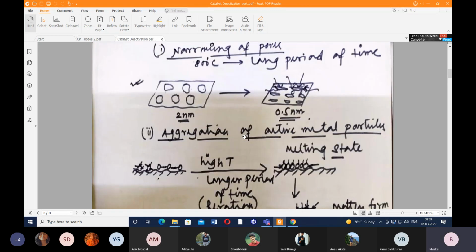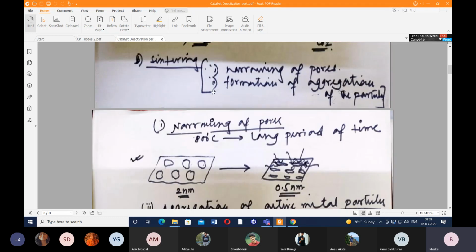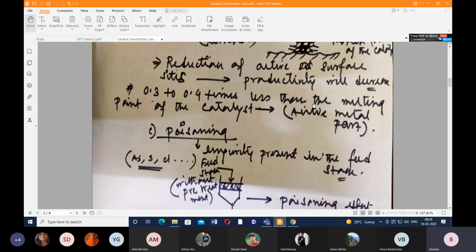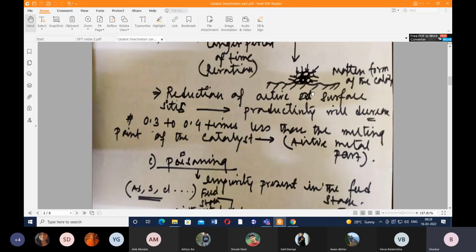So, the sintering part is over. Sintering can occur in two different ways. One is narrowing of pores, and the second one is formation of aggregation of the active metal particles. So in order to avoid sintering, we need to carry out the reaction 0.3 to 0.4 times lower than the melting point of the active metals. Since we don't want to encounter this situation.